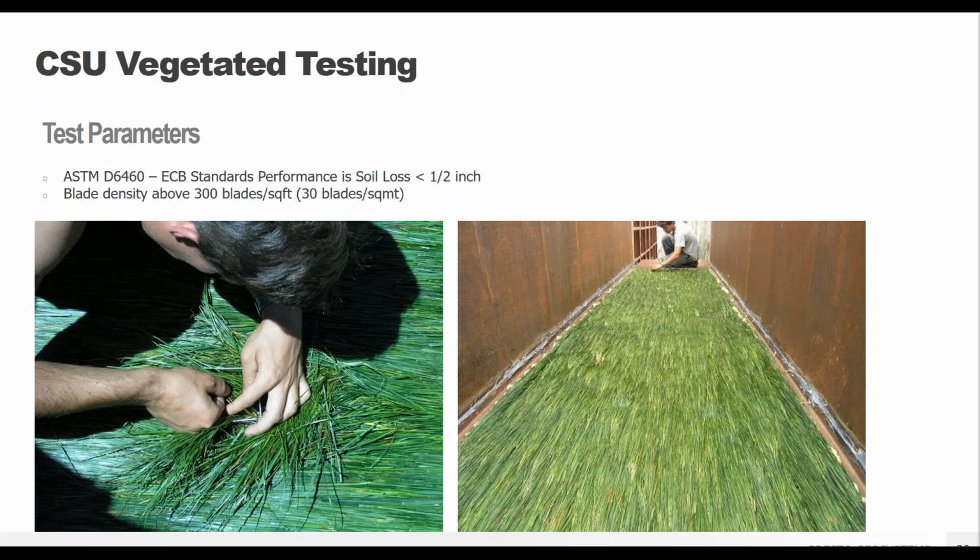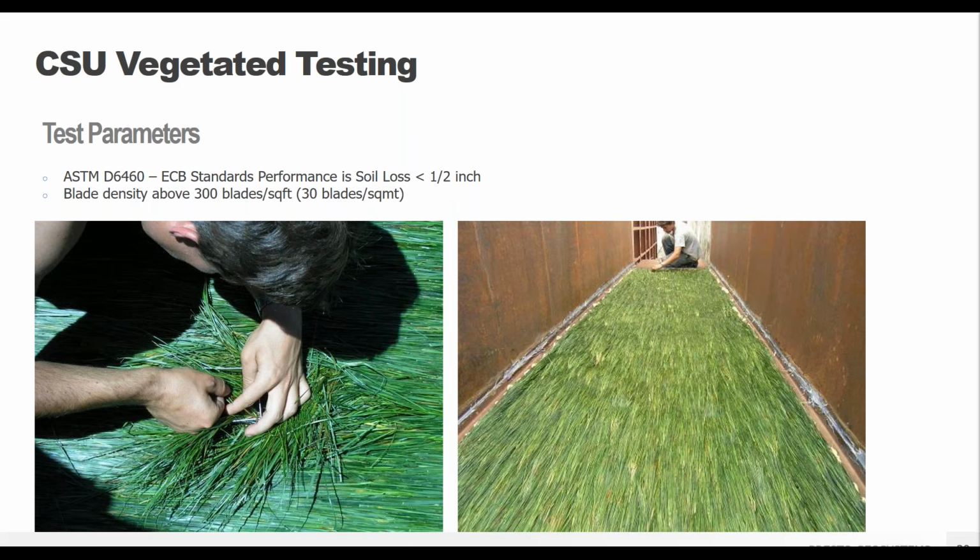So a total of 10 one-hour tests were performed with varying conditions, including the flow rate and the bed slope angle, number of different things to try and make sure we're testing all of the different possible configurations. It was done with ASTM D6460, which measures soil loss through scour and blade density. So the ASTM standard considers a successful test when you have less than ½ an inch of topsoil loss and you still have at least 300 blades of grass per square foot.